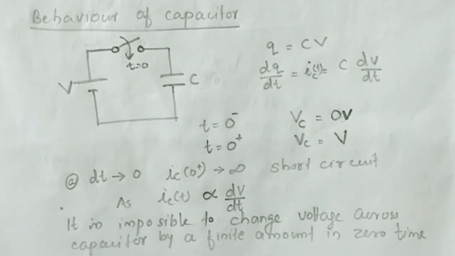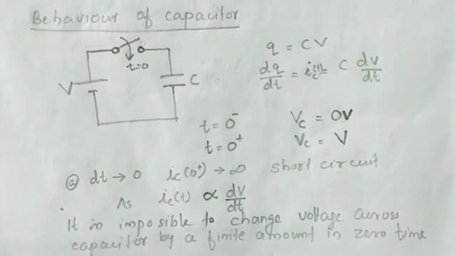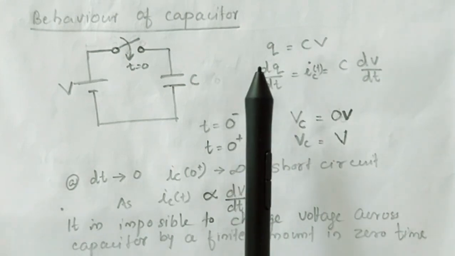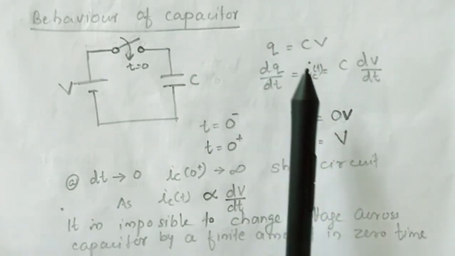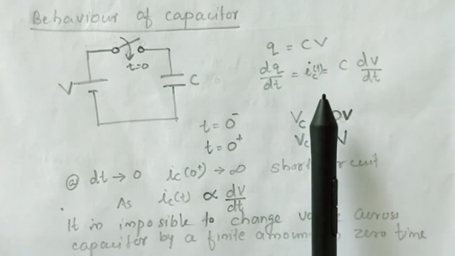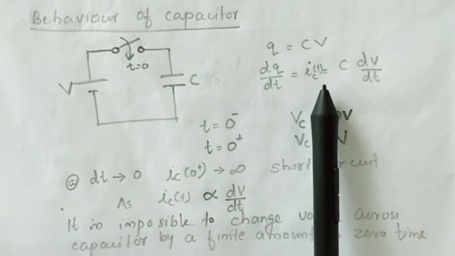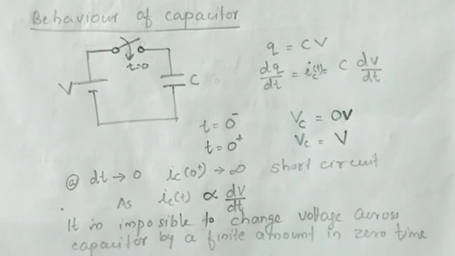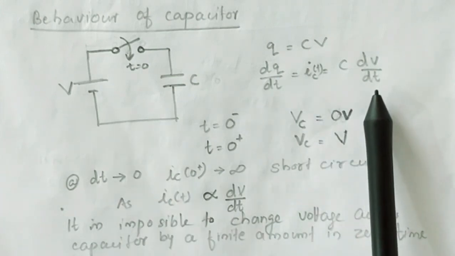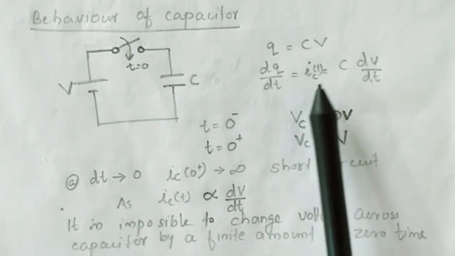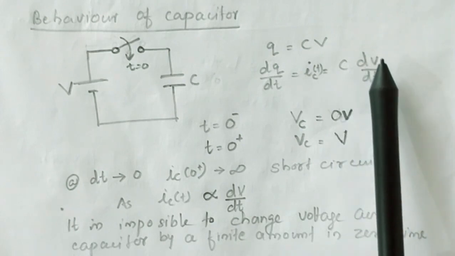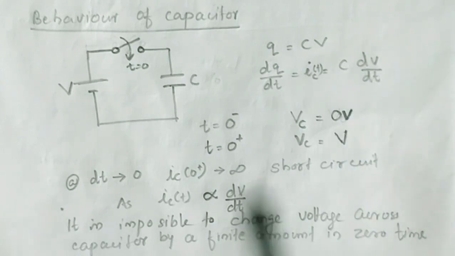Next case is the behavior of the capacitor. In the case of a capacitor, we have the relation Q is equal to CV. From that we can find the voltage and current relationship like this: IC is equal to C into dV by dt. So from this relation it is clear that current is directly proportional to the rate of change of voltage dV by dt. So it is impossible to change the voltage across the capacitor by a finite amount in 0 time.